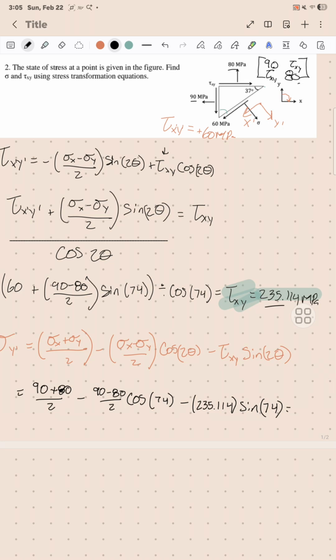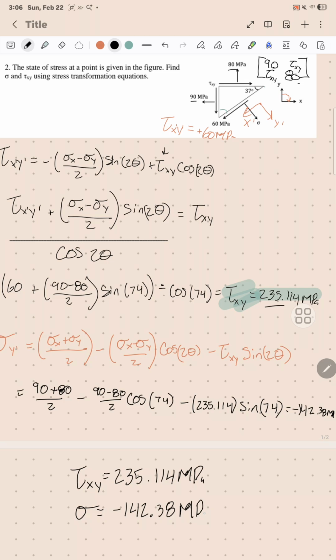And for this one, when we plug it in, we end up with negative 142.38 MPa. So tau xy is equal to 235.114 MPa, and my sigma is going to be negative 142.38 MPa. Cool. Hopefully this was helpful.